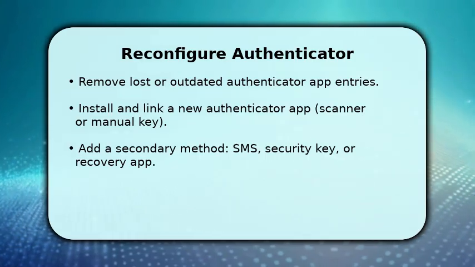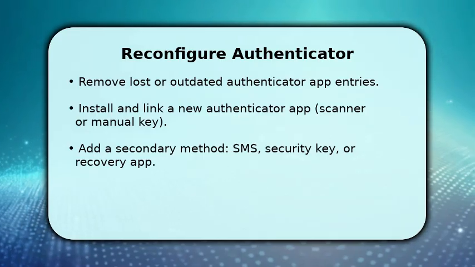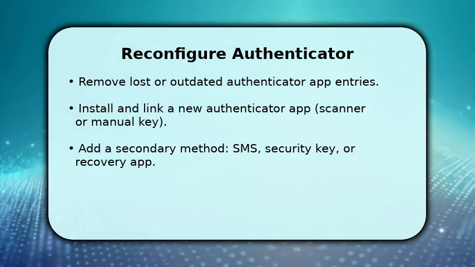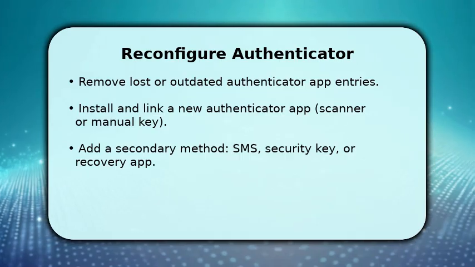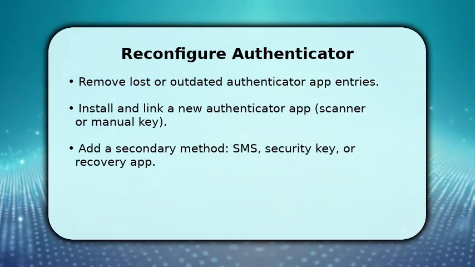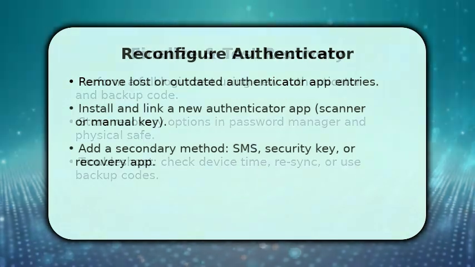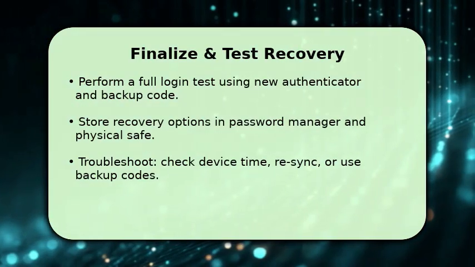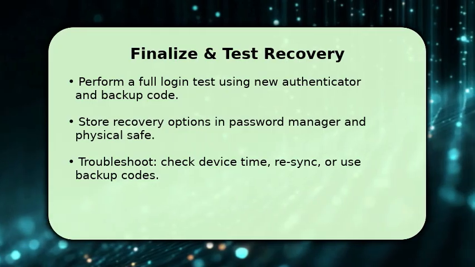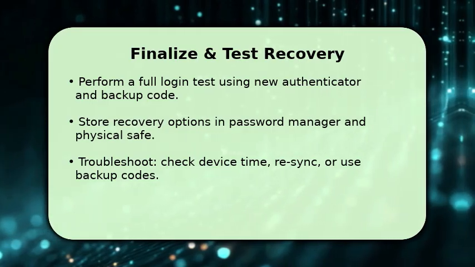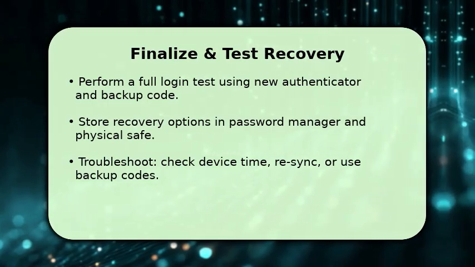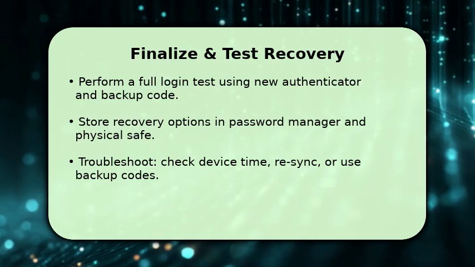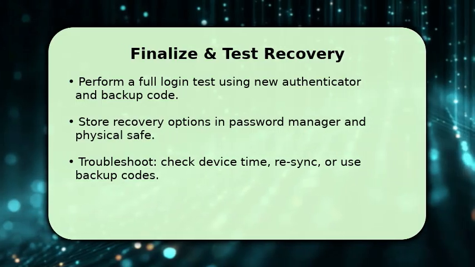Add a secondary verification method like SMS or a hardware security key to provide redundancy. Make sure the app and server times are synced so codes validate correctly. Finish by testing a complete login using the new authenticator and one backup code. Confirm you can sign out and back in. Save recovery options in a password manager plus a secure physical location so you have two independent recovery paths.